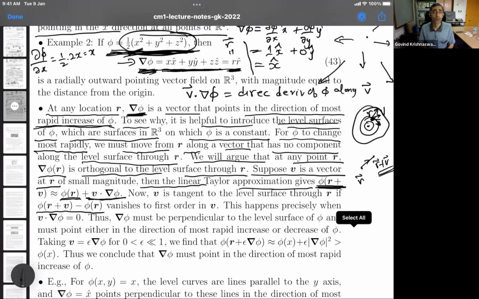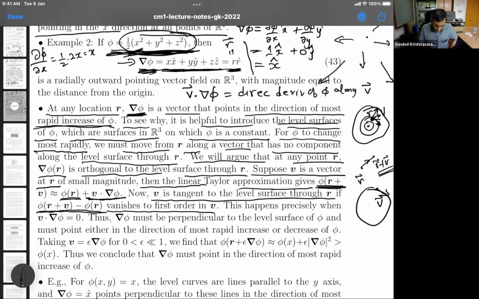Now let us interpret this formula. Suppose v is tangent to the level surface through the point r. Then what do we know? We know that phi would not change, because if you go tangent to the level surface, phi doesn't change, and therefore this difference must vanish to first order in v. So if that difference must vanish, it must mean that v dot grad phi is 0. If v is tangent to the level surface, then grad phi dot v is 0.